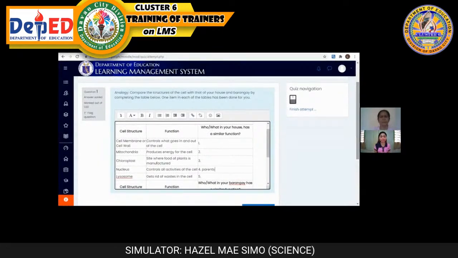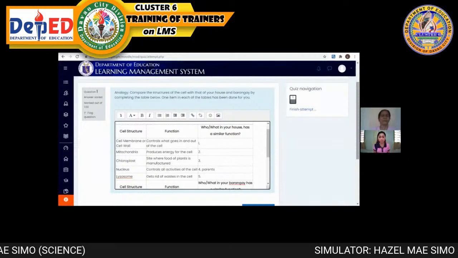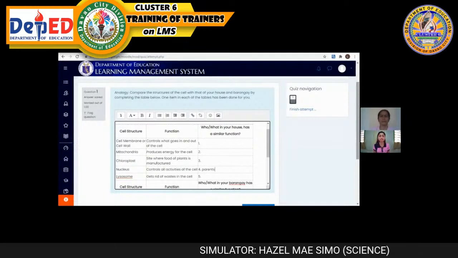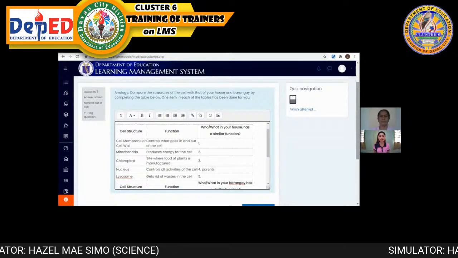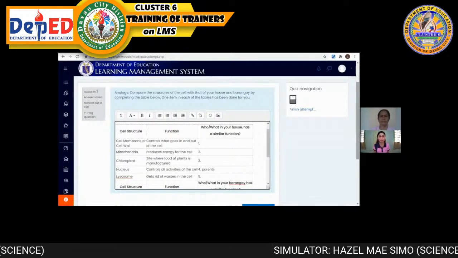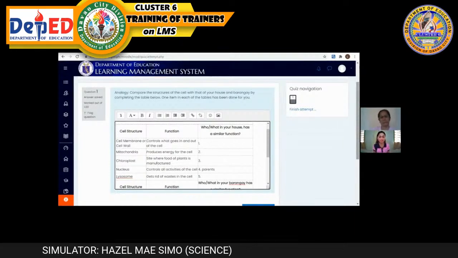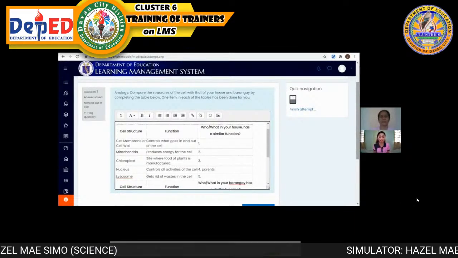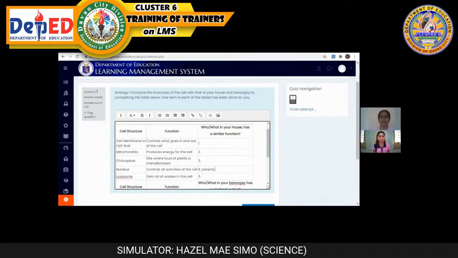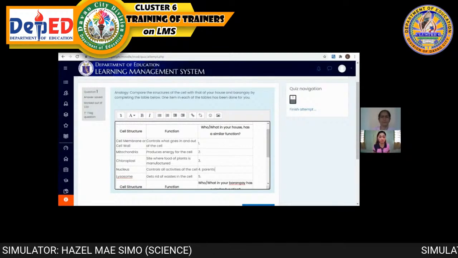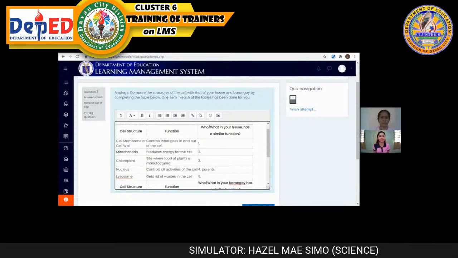Okay, Sheila, now for our extend part, you are going to answer analogy. All you need to do is compare the structures of the cell with that of your house and barangay by completing the table below. One item in each of the tables has been done for you. So on the first table, as an example, cell structure nucleus, function, controls all activities of the cell.